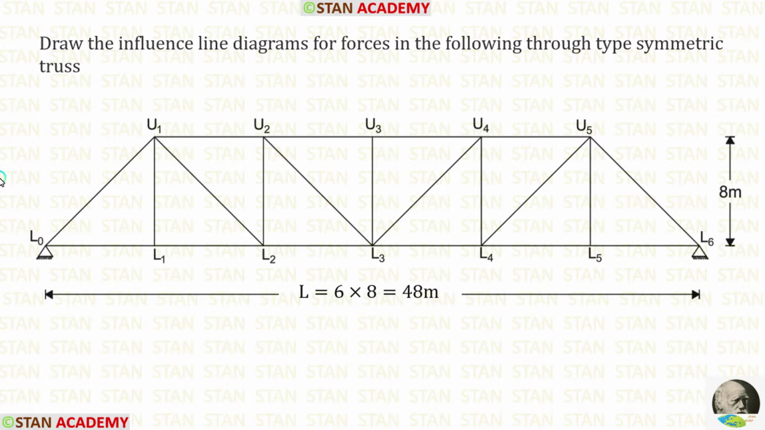Now, let us start drawing the influence line diagrams. The total length is given as 48 meter. Each bottom chord is 8 meter long. Totally, we are having 6 bottom chord members. So 6 into 8, we will get 48 meter. The height is given as 8 meter. First, let us make ILD for the top chord members.